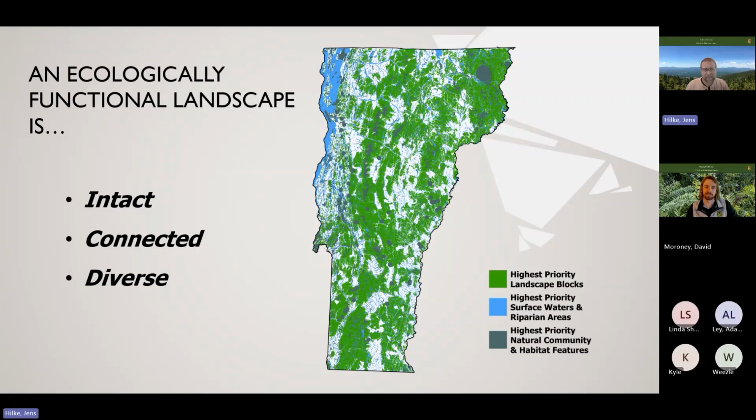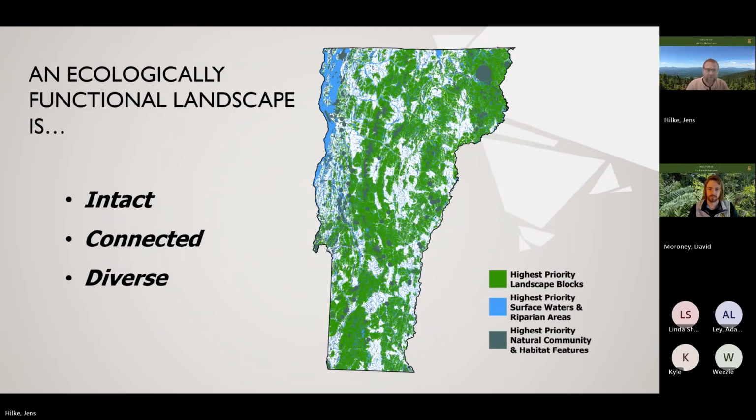So when we think about this ecologically functional landscape, we're talking about intact, connected, and diverse. We need all the parts to be intact. We need them to be connected, and we need the biological diversity of all of the different geological settings and so forth. So intact, connected, and diverse.